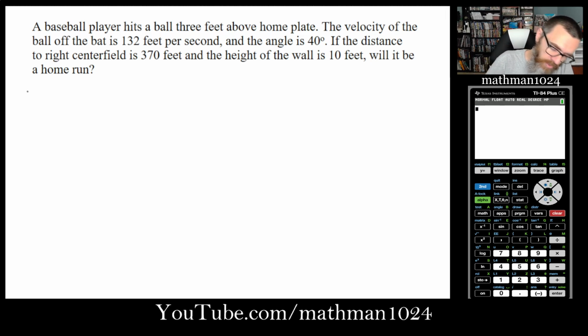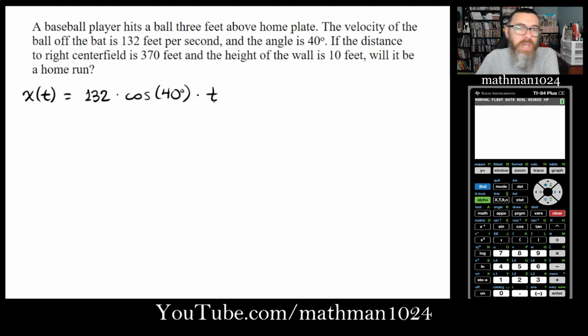So our horizontal position is going to be based off of the fact that our initial velocity is 132 feet per second times cosine of 40 degrees times t. Now remember, the t is outside of the cosine. Be very clear about that.